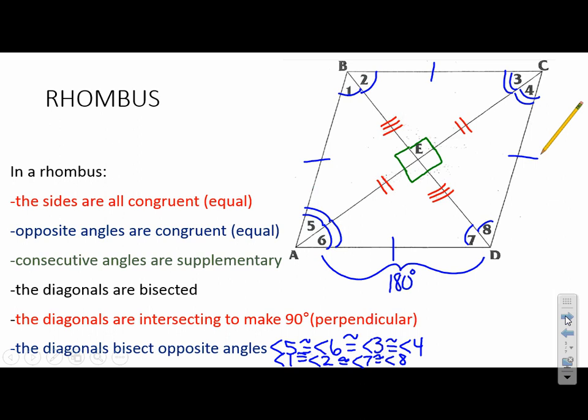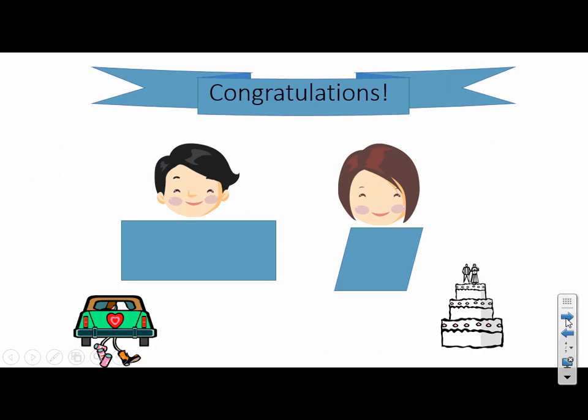Okay, so with rhombus, some new things are happening. We got that 90-degree corner in there. We got all the sides that are the same. That didn't happen in a parallelogram or a rectangle. So our last shape is square.